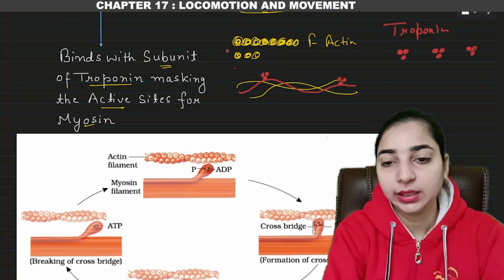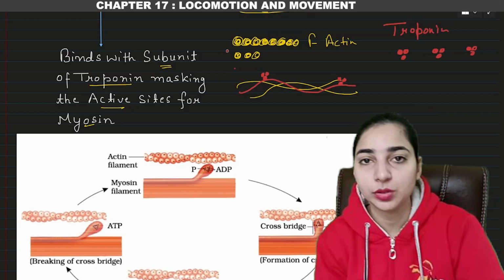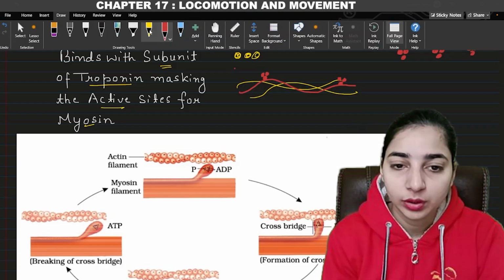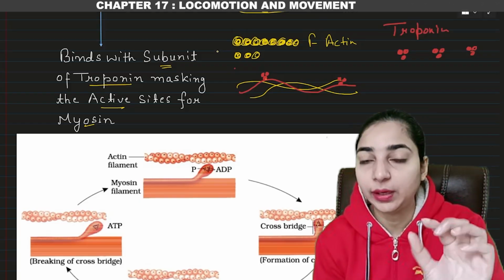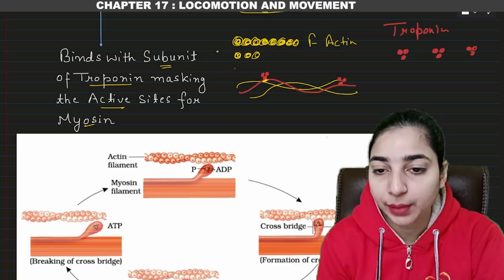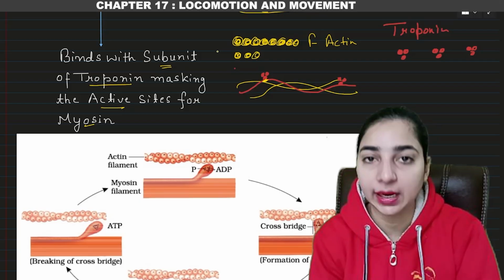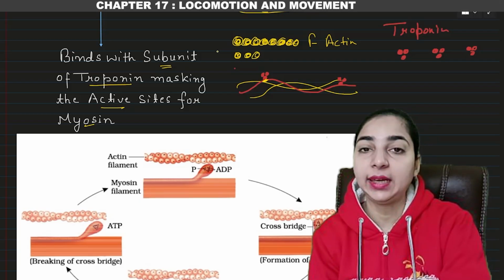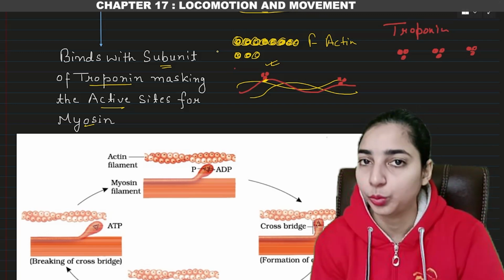Out of these 3 subunits, only one subunit is touching the surface of the tropomyosin, right? So it is touching the tropomyosin at the site where there is a binding site for myosin. So this site is the binding site for myosin. At this site, the myosin has to bind with the actin. But right now, this site is masked or covered by the subunit of the troponin.